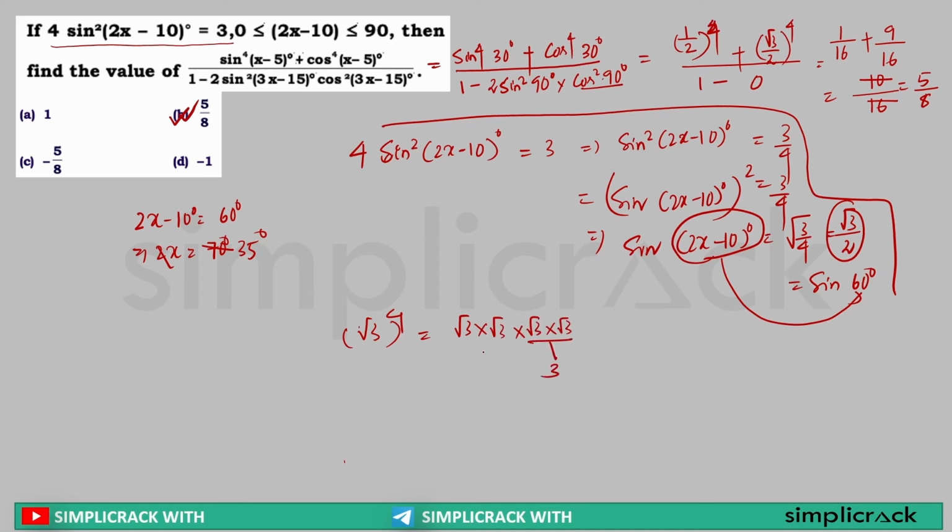This pair of root 3 gets me 3, and this pair of root 3 also gets me 3. 3 cross 3 is equal to 9, so 3 3s are 9. 2 to the power 4 is equal to 16. In the LCM 16, 9 plus 1 is 10. 10 by 16 is the answer. If I simplify it, I will find it is 5 by 8. Clear? This sort of question you may see in NTPC and CGL.